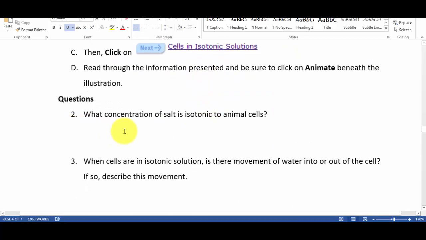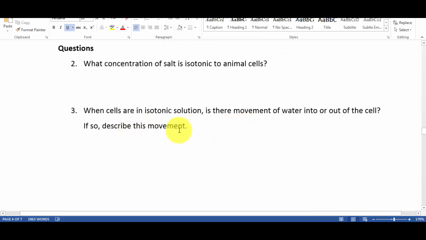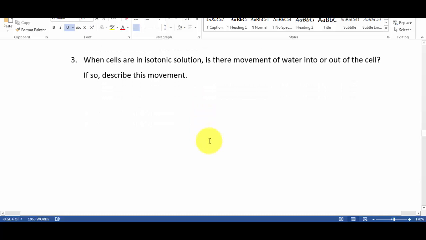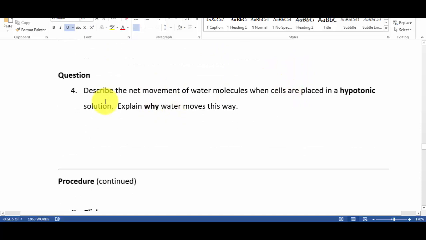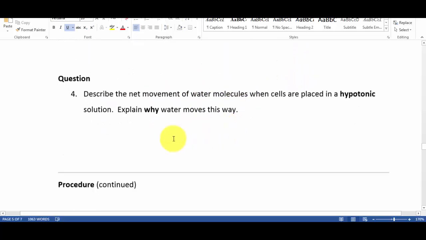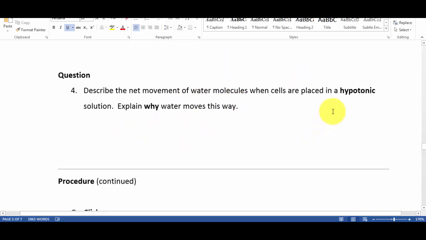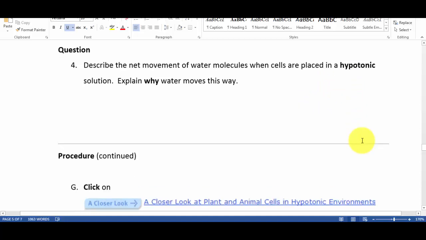So go through, answer these questions. What concentration of salt is isotonic to animal cells? I'm going to go over that with you as well, or I did go over that with you, and that's also in that little beginning paragraph. When cells are in isotonic solution, is there movement of water in or out of the cell? So we will have covered all this. Go through the hypotonic solutions. Describe the net movement of water in a hypotonic solution. Why does water move this way? It's based on a property of water, so we're going to go through that.